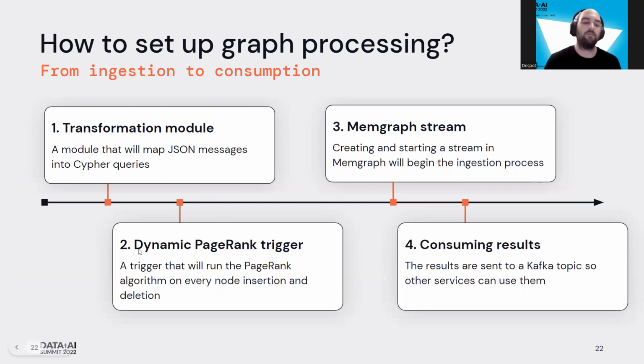Then we set up the algorithms that are going to be run on the data in real time. In this example, one of the algorithms is the dynamic PageRank algorithm. So we are creating a trigger that's going to be executed every time there is an insertion or deletion in the graph, because that means that the network structure, the graph structure, is changing. Third, now that we have created a transformation module and we have set up all the triggers, we can start the stream. We can start ingesting from a Kafka topic. And number 4 is consuming the results and sending them again to a different Kafka topic so they can be consumed in other services in our application.